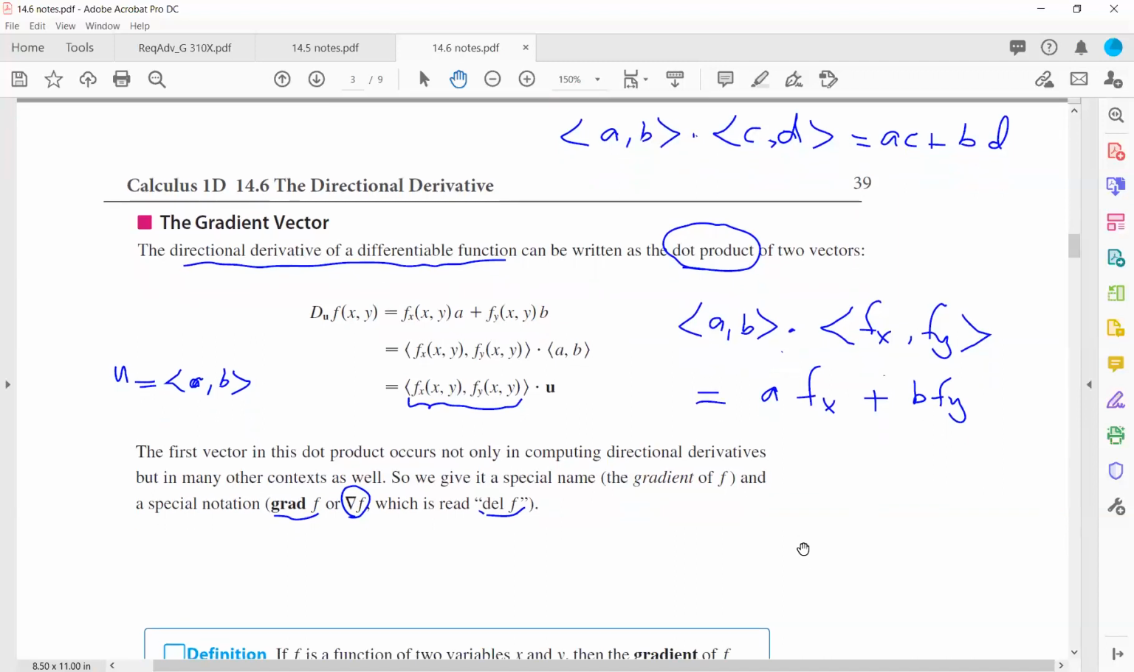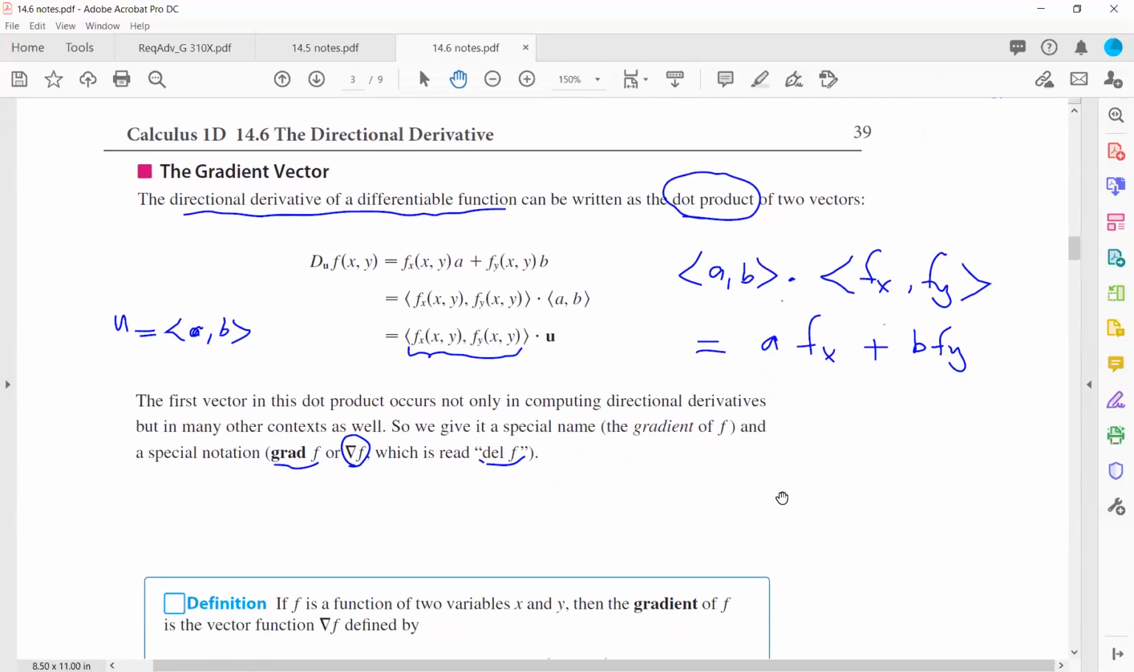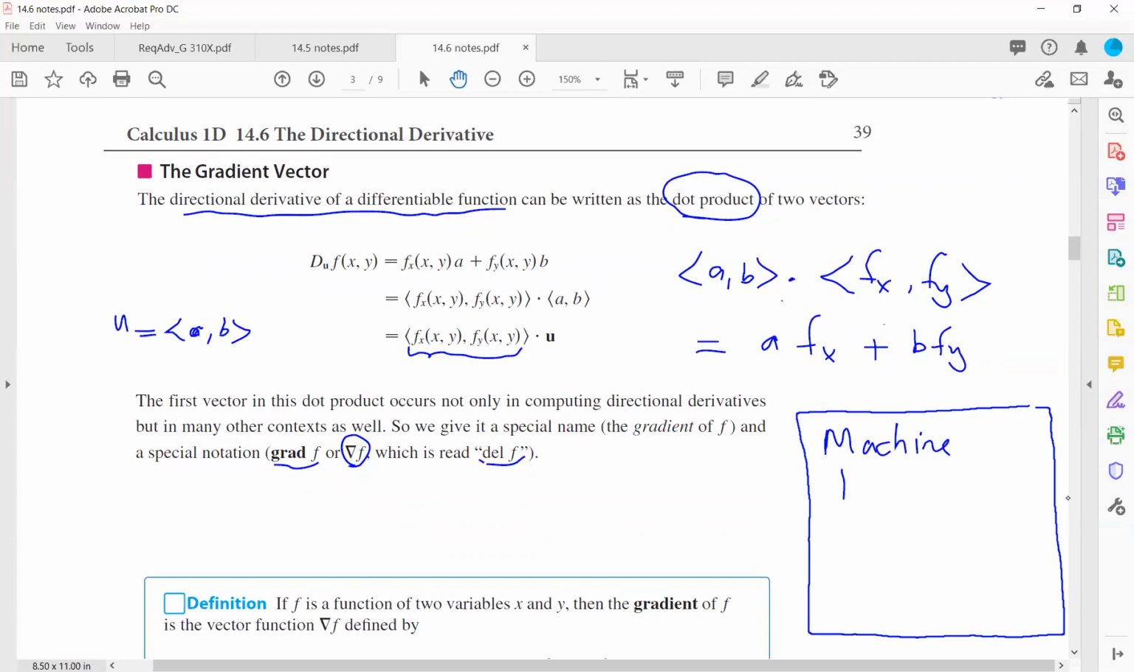For those of you who are in computer science, you use this vector in machine learning to optimize an algorithm or a model, a supervised model.